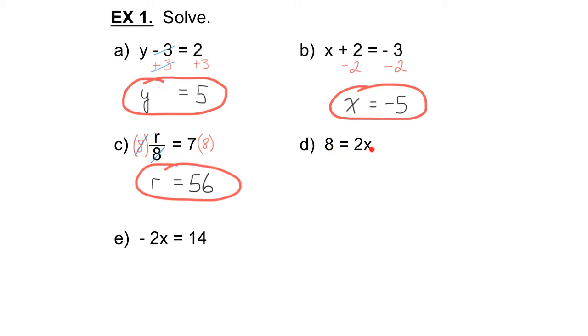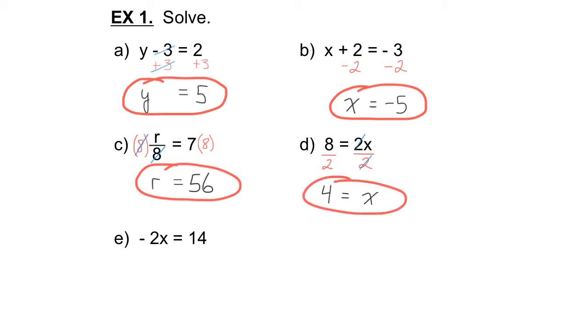Here, 8 equals 2 times x. To solve for x, we've got to get rid of that 2. So we've got to do the opposite. Right now, it's being multiplied by 2. The opposite is dividing by 2. So we'll divide both sides by 2, and we get 4 equals x.